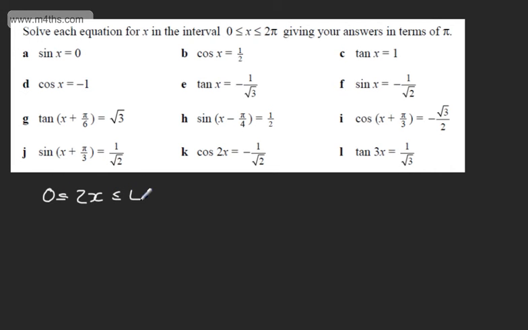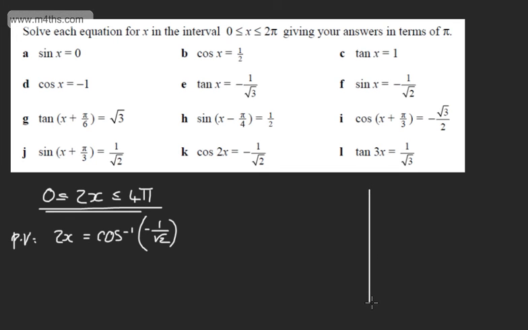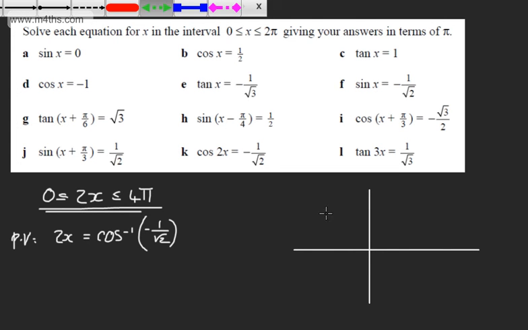over root 2. Again, this gives us one of our special angles. If you know that one, go ahead and write it down. If not, you can put it in a calculator. Looking at this on the unit circle, what we have, we know that the cosine function is going to be negative in the second and the third quadrant. This gives us a pi by 4 angle. So this would be now pi by 4. If you like, let's just go ahead and do this. So let's just put pi by 4 on here.